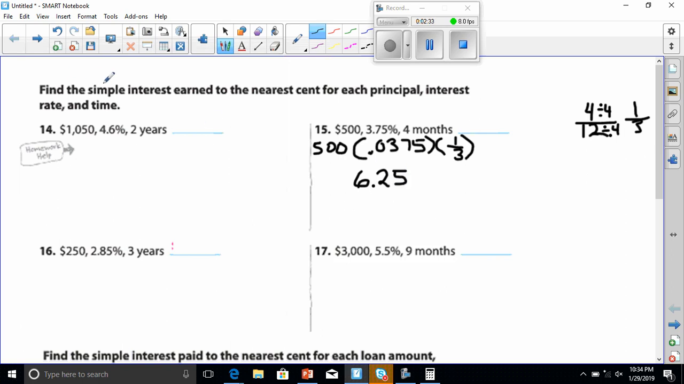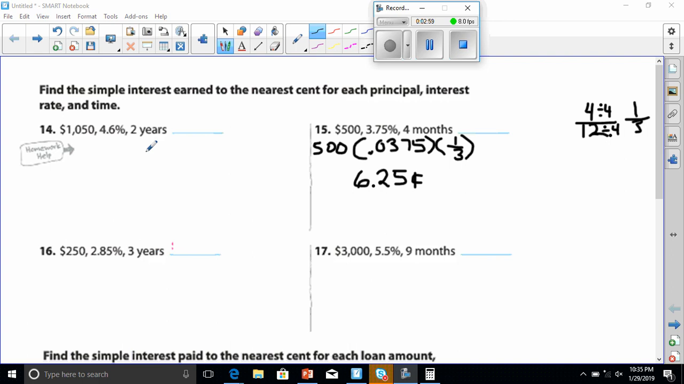Remember, it's saying find the simple interest earned, the interest earned to the nearest cent. So they're saying if I had $500 at this rate for this many months, I will have only earned $6.25. Okay? All right, it's time to go on to number 17.